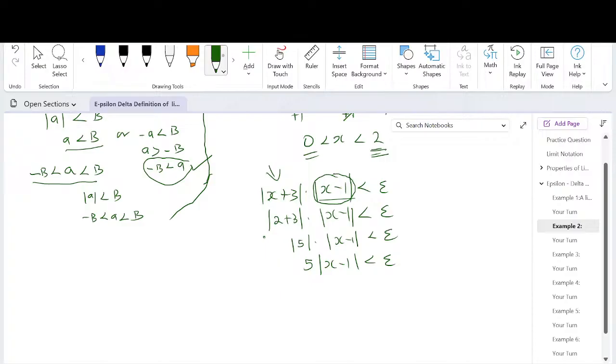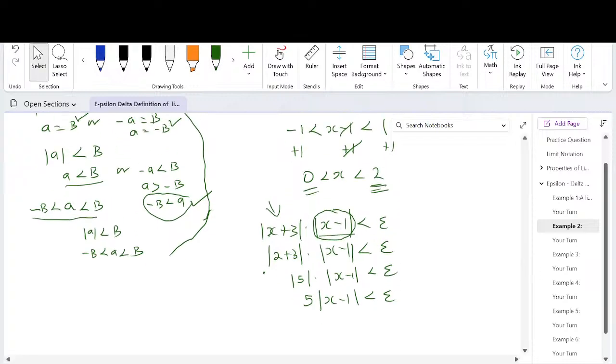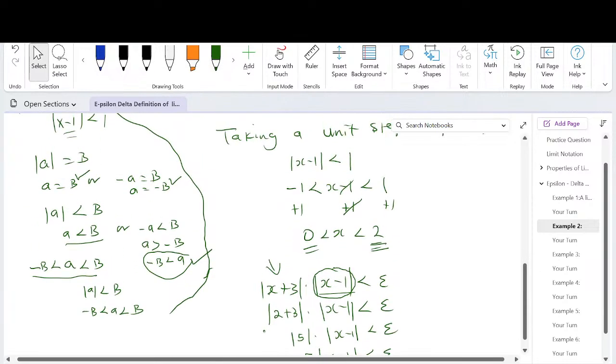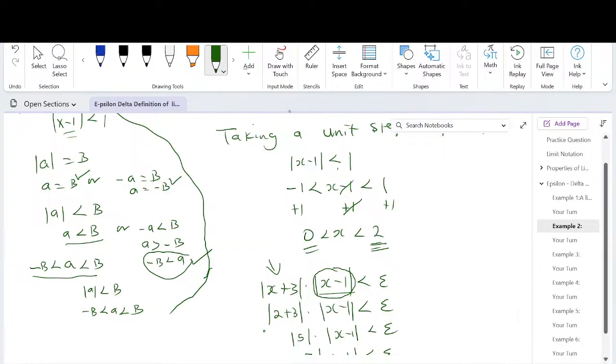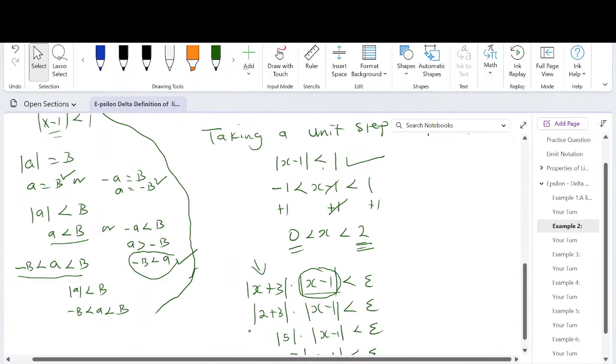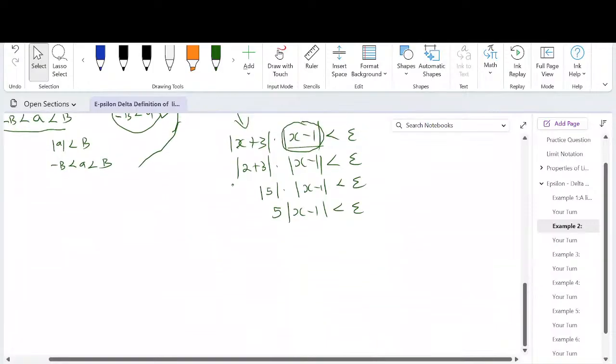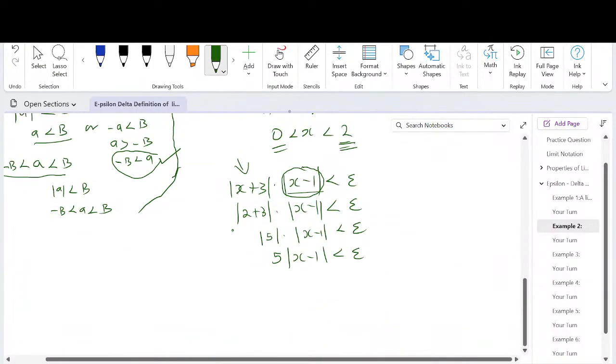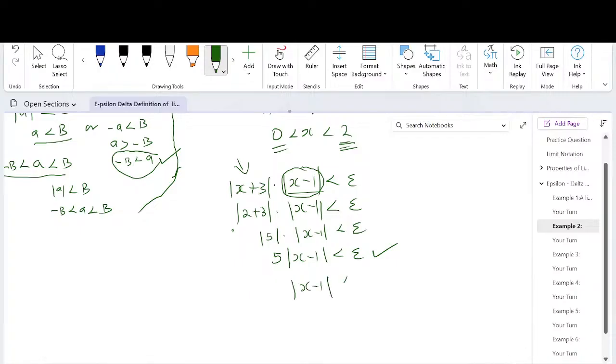So now I can divide both sides by 5. The essence of showing that the absolute value of x minus 1 is less than 1 is to get here. That is the essence of doing it, to get to this point. So now consider the absolute value of x minus 1 is less than epsilon over 5.